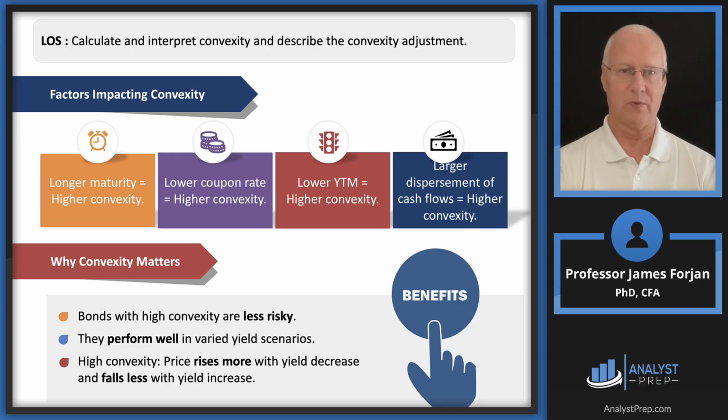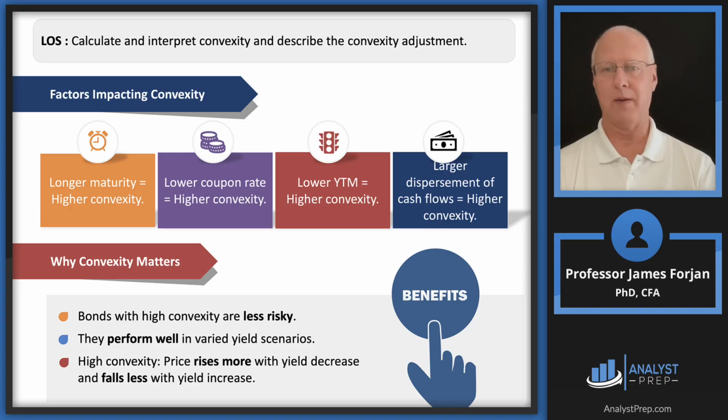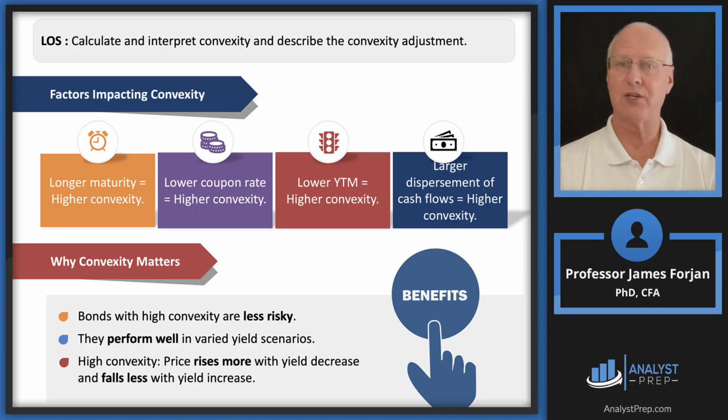So here's a part of that LOS where we need to interpret, and I think we've done a really good job of putting those colored boxes there. Factors impacting convexity. Notice that after the equal sign, we have higher convexity under each of those. So just remember the 4 L's: longer maturity, lower coupon rate, lower yield to maturity, larger disbursement of cash flows. If you remember those 4 L's and equate those to higher degrees of convexity, then I think you'll be able to answer any of those interpret questions about convexity and its relationship to some of those bond input variables.